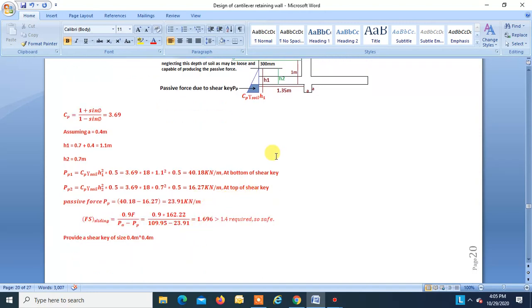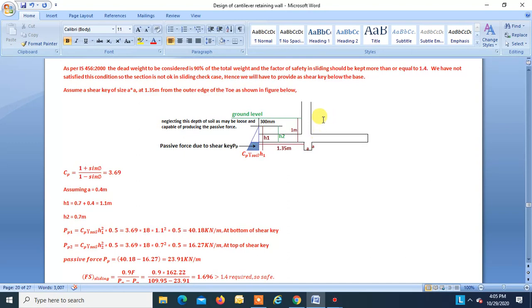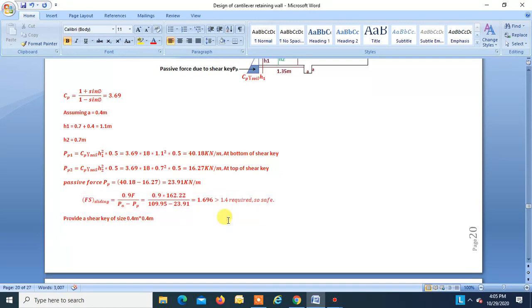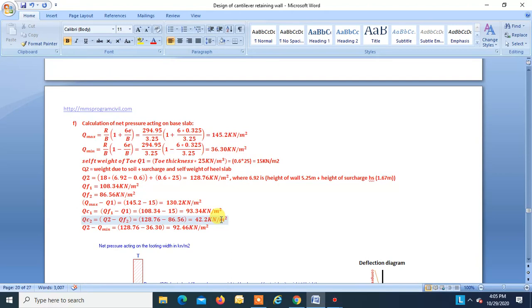Now our resultant will become the active pressure minus the passive pressure, so it will be PA minus PP. So this will be 109.95 minus 23.91. F is known, 162.22 into 0.9. This is 1.696, which is now greater than 1.4, so it is now safe in sliding. The stability factor has been satisfied for the case of sliding. Now the section has been proved to be okay.